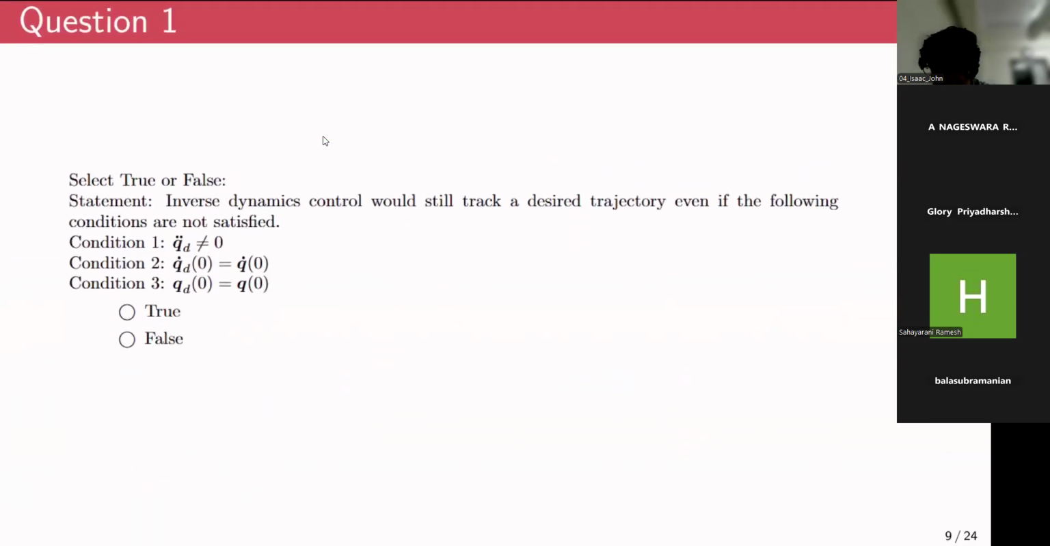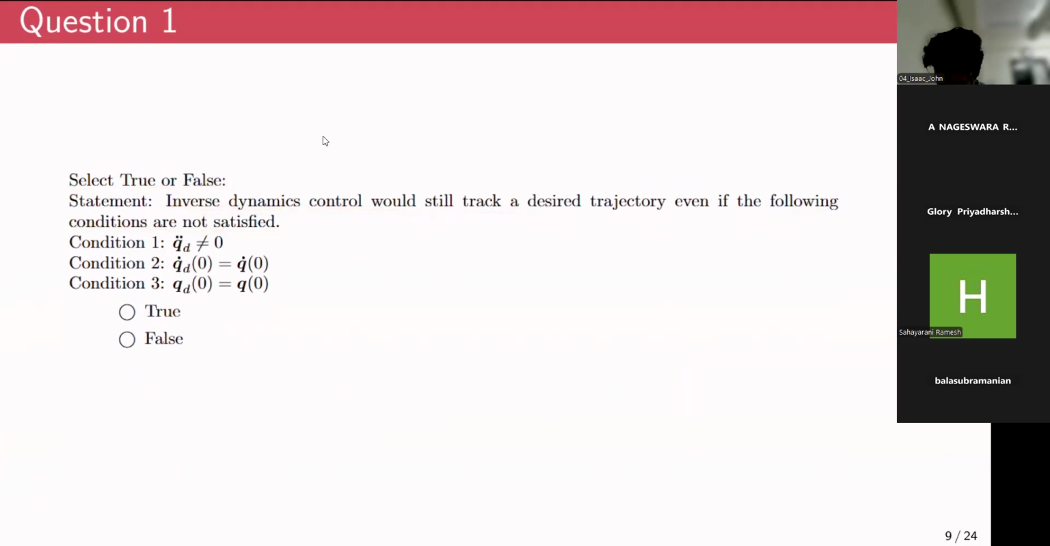So let's see some questions. So first question is about inverse dynamics. It's a true or false question. It says: Inverse dynamics control would still track a desired trajectory even if the following conditions are not satisfied.